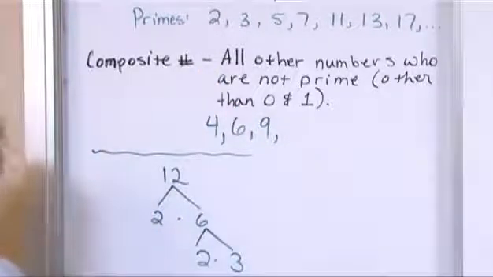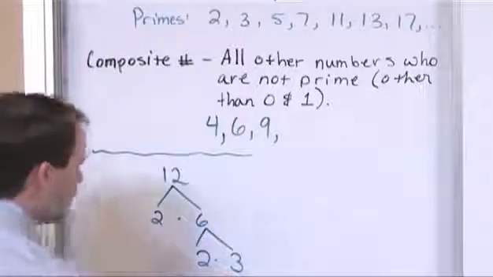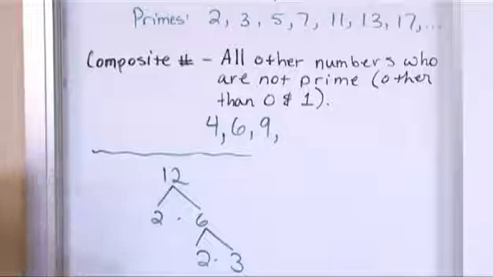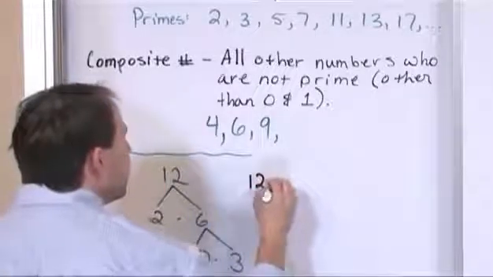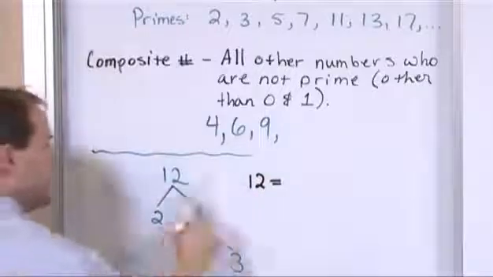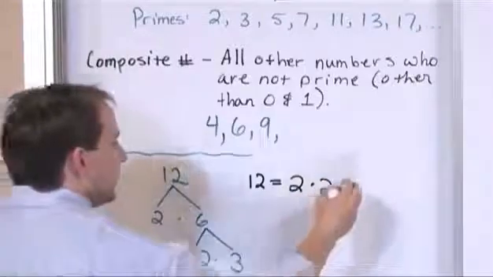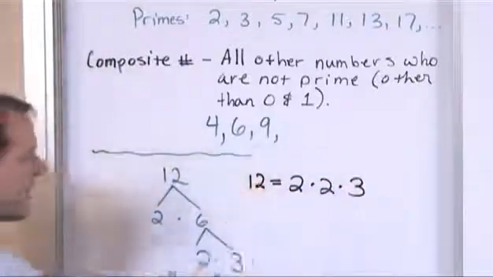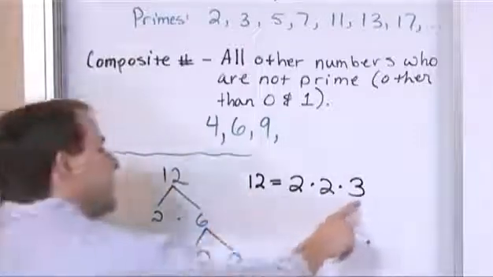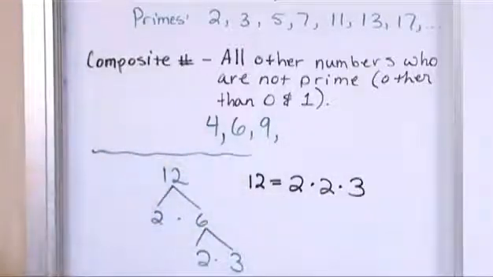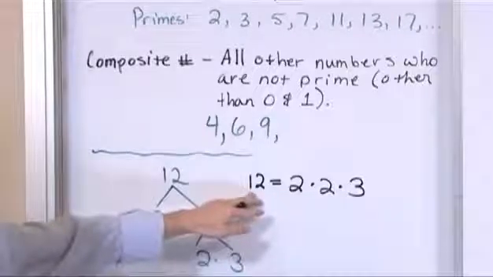So what we have found is these guys here at the bottom of the tree are what we call the prime factors. So if we wanted to write it out, we could say that 12 could be written as 2 times 2 times 3. And think about it. Do it in your head. 2 times 2 is 4. 4 times 3 is 12. And every one of these numbers is a prime number. So these are the factors of 12 that are prime.